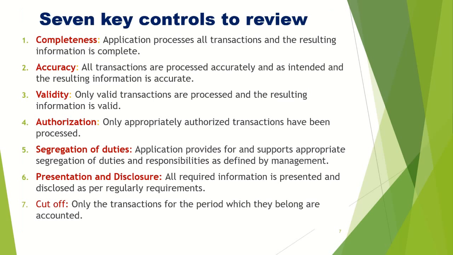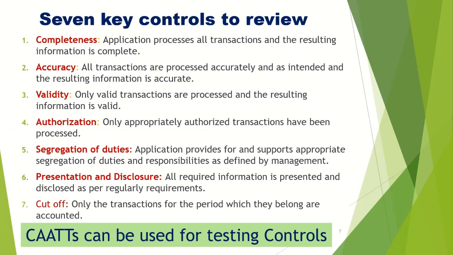There are 7 key controls or factors which you have to consider while doing a financial statement audit. For example, you'd like to review the completeness of the data. You'd like to review the accuracy of the data. You may like to review the validity of the data. You may like to look at authorization levels in terms of segregation of duties. You will like to do review of the presentation, the disclosure requirements, or you may also like to look at the cutoff period, whether all the transactions which have been accounted in the year belong to that particular year.